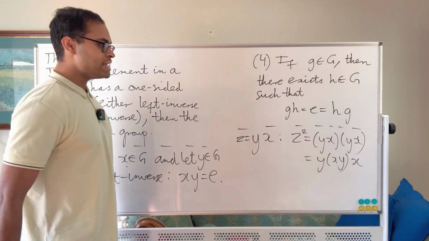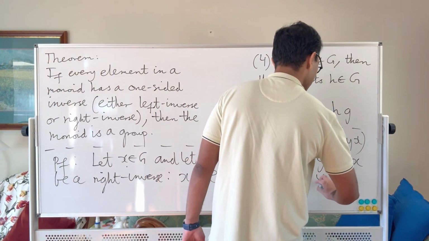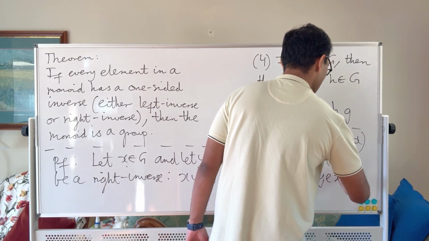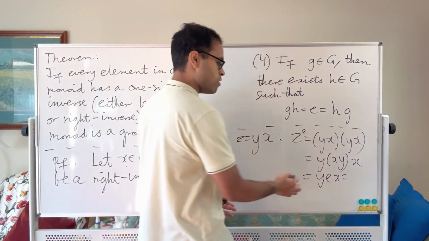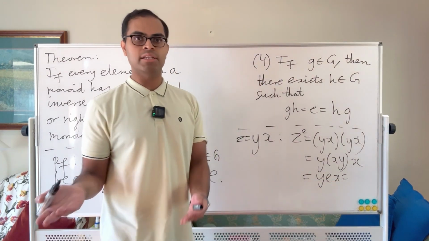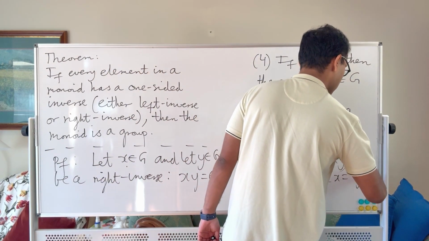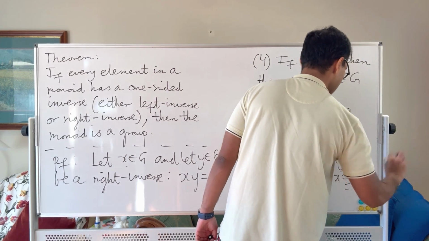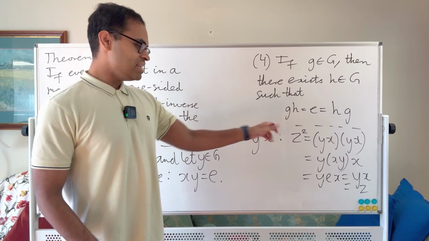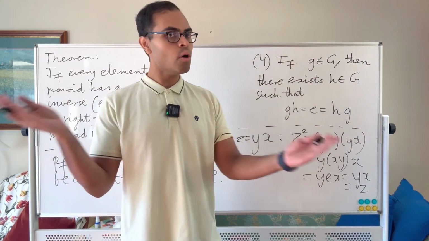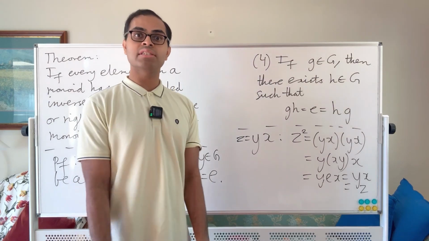But we know that y is a right inverse of x, so we know that xy is the identity. So this is going to be y times e times x. And y times e times x, well, e is the identity. So again, it doesn't matter how we multiply. You can multiply y and e, or you could multiply e and x and then multiply the other one. So here we just have yx, which is of course z. So z squared is z. And here's what's so cool. z has to have a one-sided inverse. We don't know what side it is. It could be a right inverse or a left inverse, but z has a one-sided inverse.